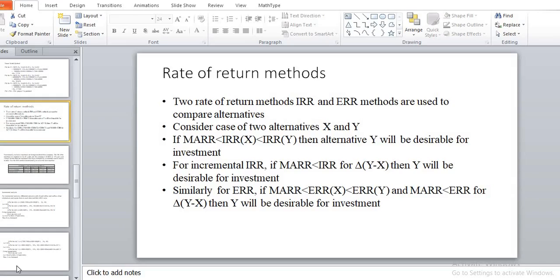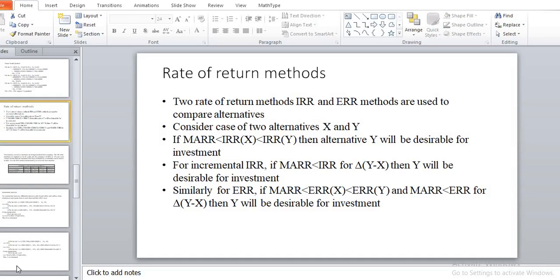Now we compare these projects by using the present worth, future worth and annual worth method, and whichever project has a larger value of present worth, annual worth or future worth, we consider that project the economical one. By using rate of return methods also we can evaluate or compare these projects.